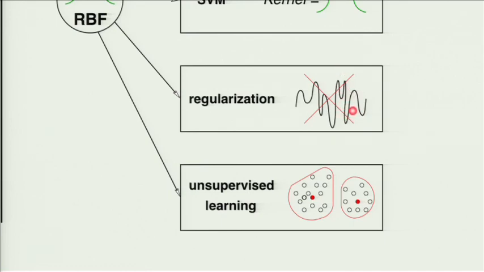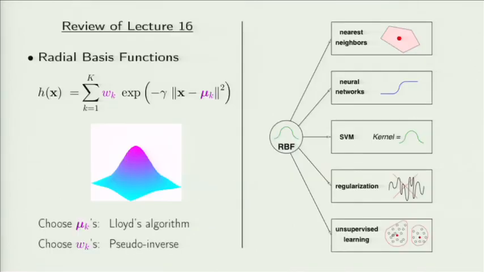So you capture a smoothness criteria using a function of derivatives, and then when you solve for them, you find that the interpolation is done by Gaussians, which gives you the RBFs. Okay, so this is what this model does.